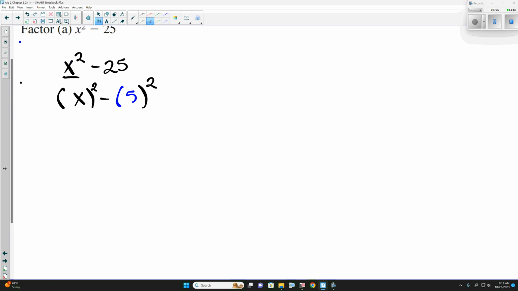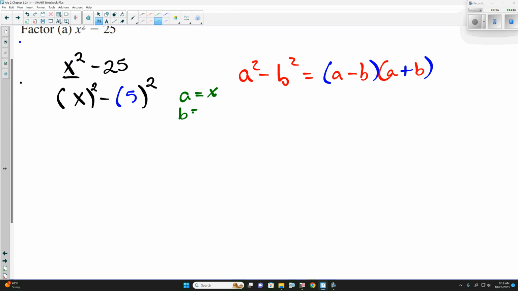And the reason we're writing it this way is to follow the form a squared minus b squared. Because by definition, a squared minus b squared factors to a minus b times a plus b, or we could say a plus b times a minus b. One of the signs will be positive, one is negative. And in our case here, a is x and b is 5. A is our first term, b is our second.